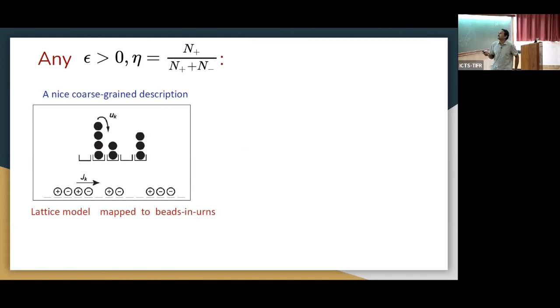Now let us go to interacting systems. If you have an interaction and take any arbitrary density, eta is the ratio of pluses to the total number of particles. There is a very nice mapping of this model which could give you some idea about it. The exact solution is still not there, but this coarse-grained description is quite accurate. You have a lattice with plus and minus particles, and the particles are just moving, so there is a current flowing through the system.